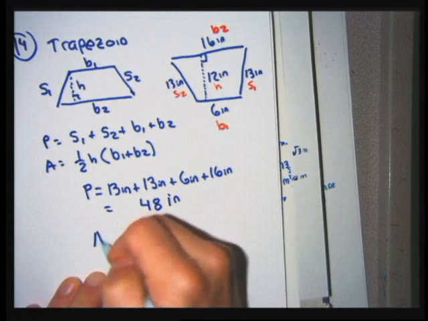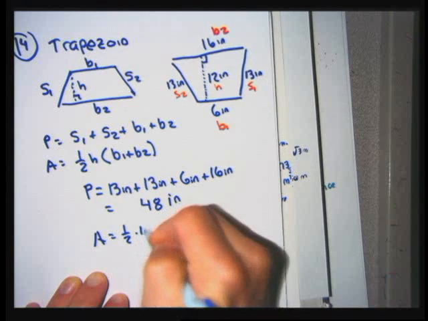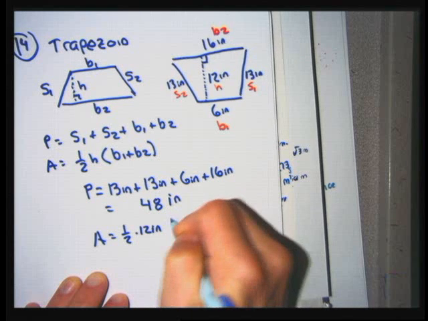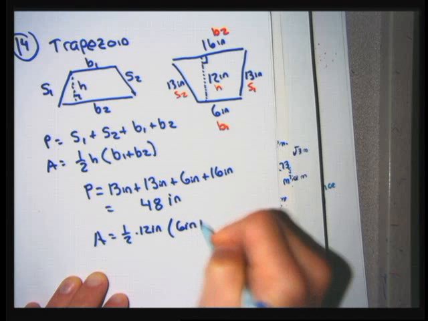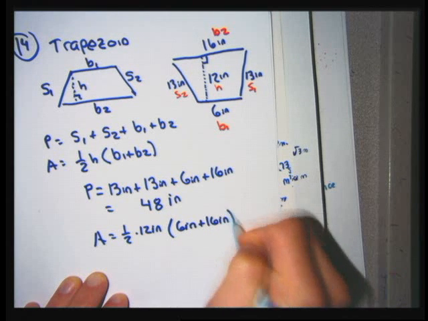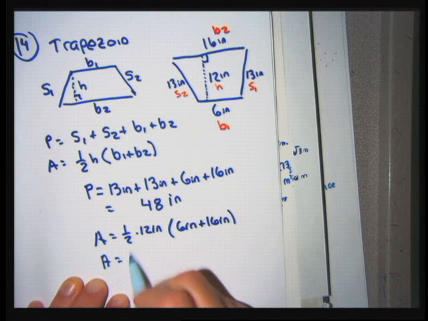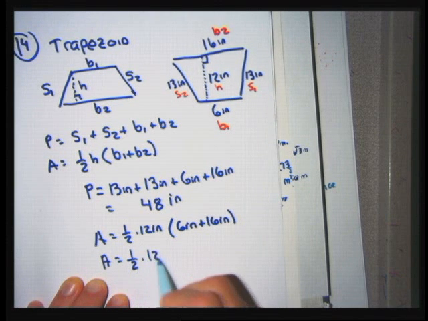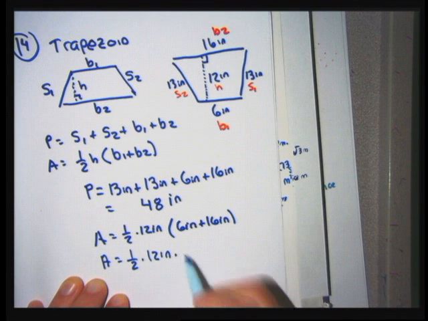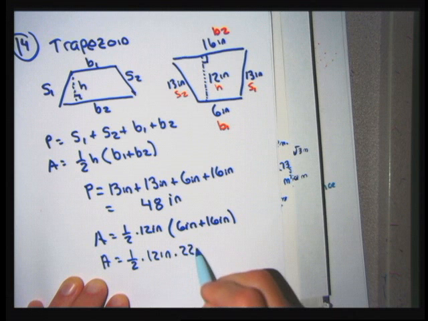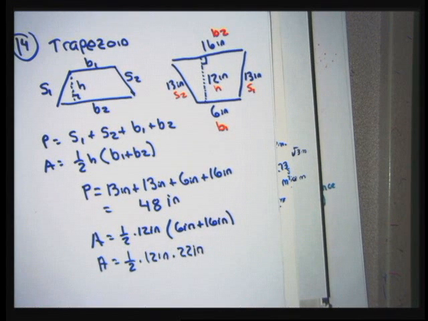The area is going to be 1/2 times the height. That's the only number I haven't used yet. So it's going to be 1/2 times 12 inches times base 1 plus base 2, which is 6 inches plus 16 inches. Order of operations forces me to do the parentheses first. So I'm going to have 1/2 times 12 inches, and in the parentheses, I'm going to add the 6 and the 16 and get 22. And when I'm adding, I don't get square units. So the parentheses simplifies to be 22 inches.